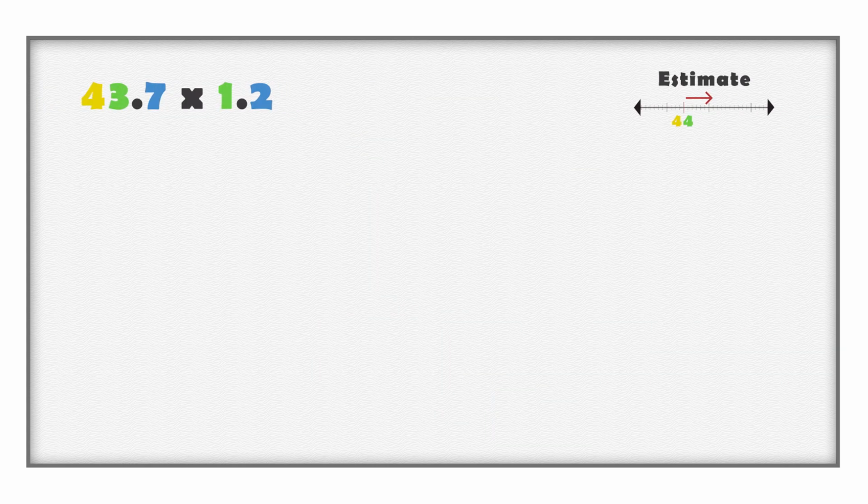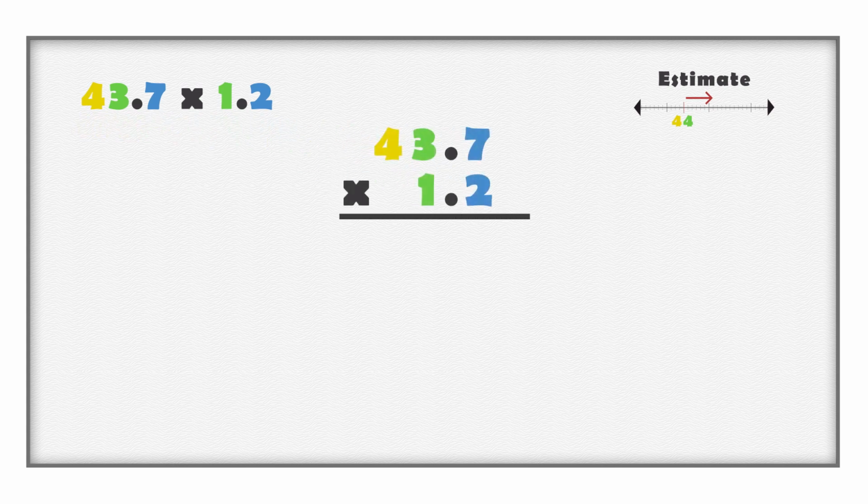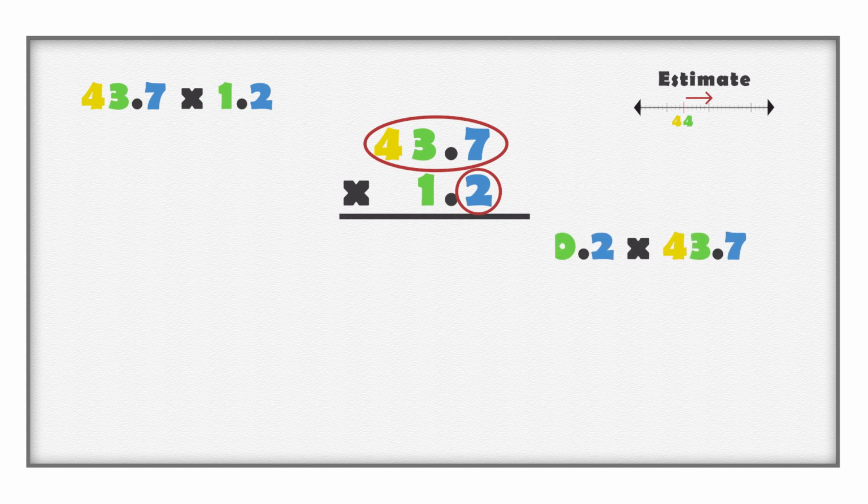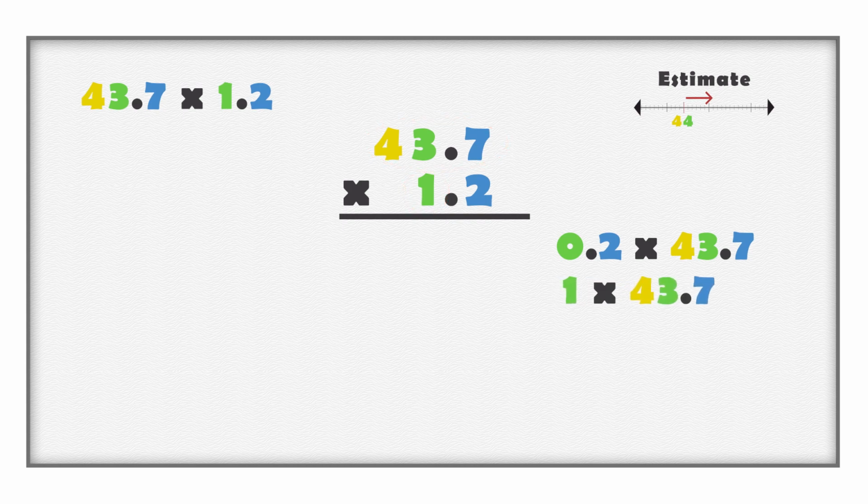Use an algorithm to multiply these numbers. Line the digits up on the right. Multiply the digits of the second number with the first number. Multiply 2 tenths with 43 and 7 tenths, and 1 with 43 and 7 tenths. When you multiply a tenth by a tenth, you get hundredths. 7 tenths multiplied by 2 tenths is 14 hundredths.